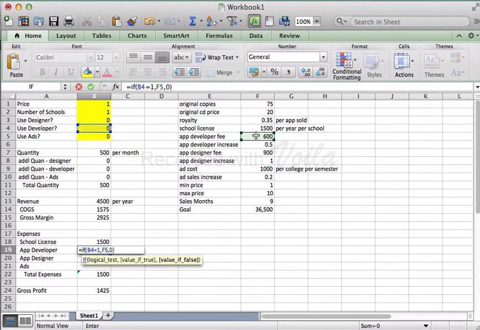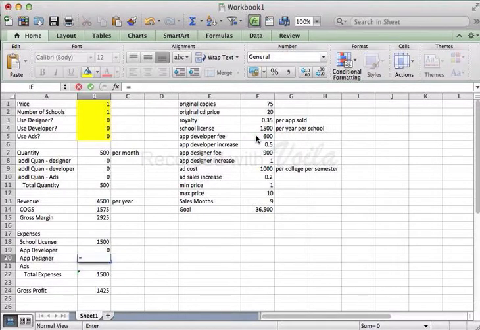If not, it's 0. And the app designer: if the designer is equal to 1, then it is the designer fee, else that is 0. And then finally, ads.